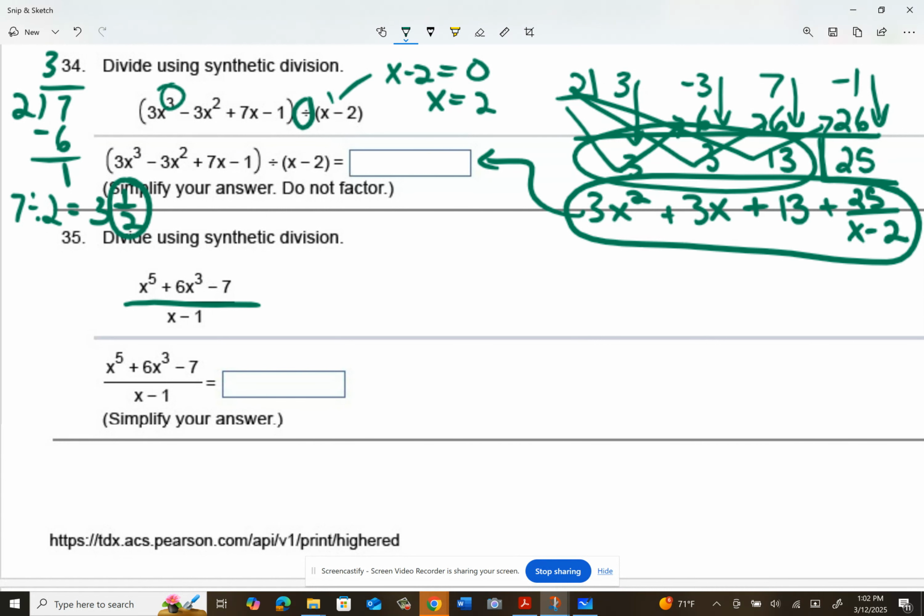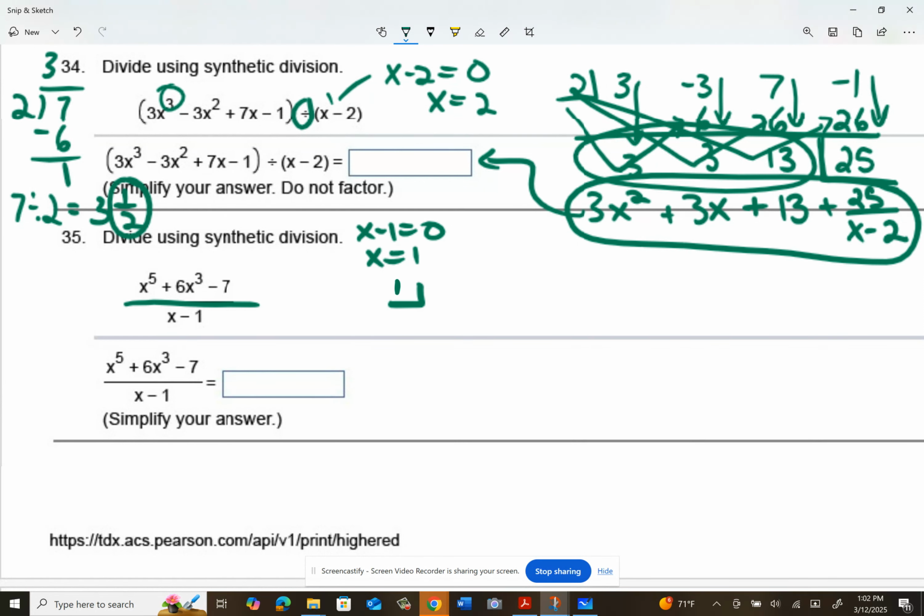Okay, so let's try another one. This one I'm dividing by the factor x minus 1. X minus 1 would equal 0 if 1 were put in there. So the factor x minus 1 corresponds to a root or a solution of 1. That's what goes in the box. Then this one you have to be careful because we're missing an x to the 4th. We're also missing an x squared and an x. So we're going to have some placeholders.